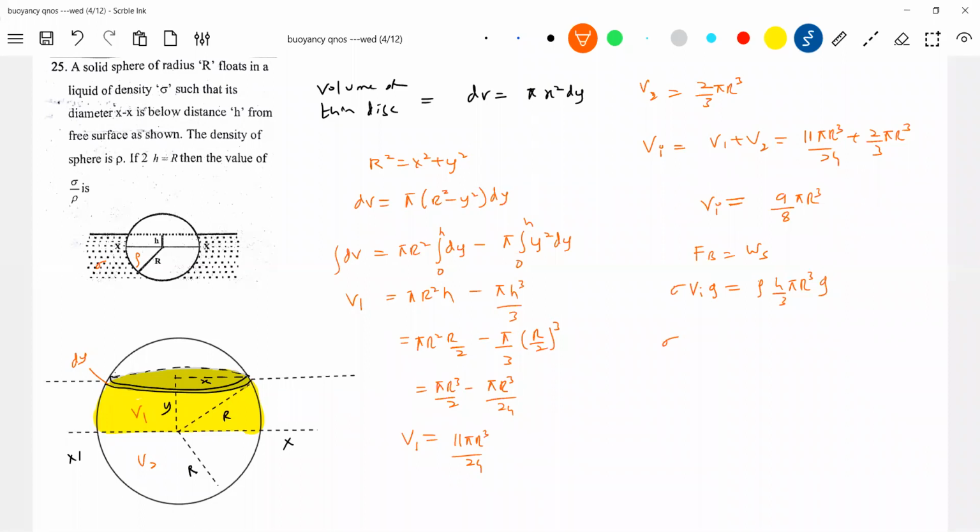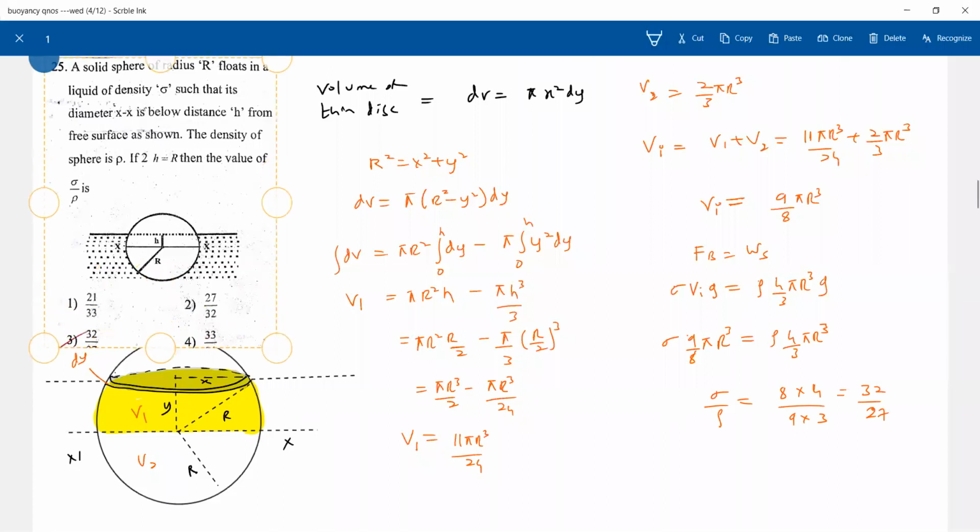Let's substitute all. Sigma, what is the volume immersed? 9 by 8 pi r cube. G anyway will cancel out. Rho 4 by 3 pi r cube. It is asking the ratio of sigma by rho. So sigma by rho should be equal to 9 into 4 by 8 into 3, which is 32 by 27? I think that's the answer, okay, fine. Option 3. Yes, sir.